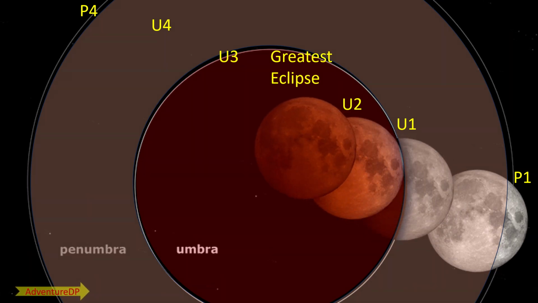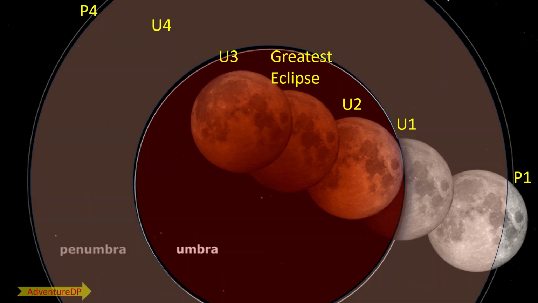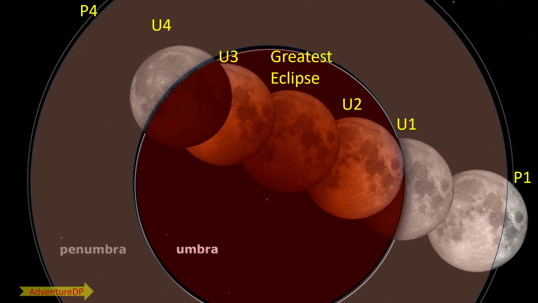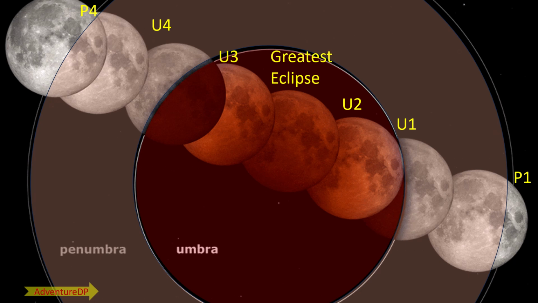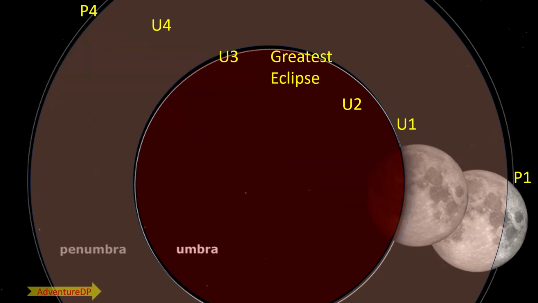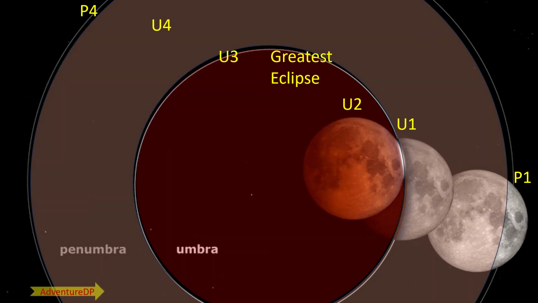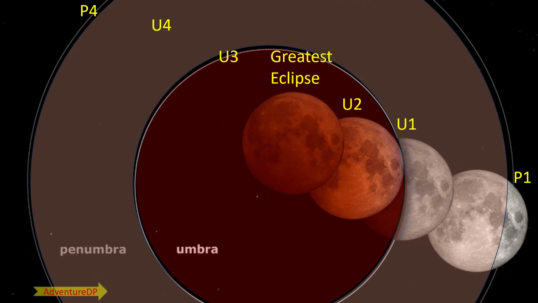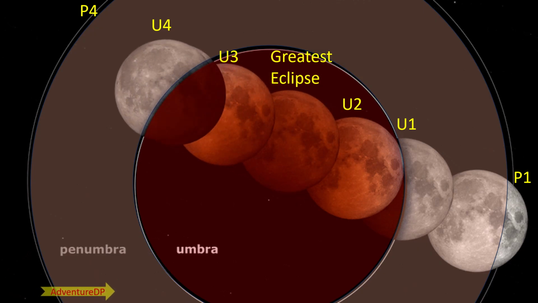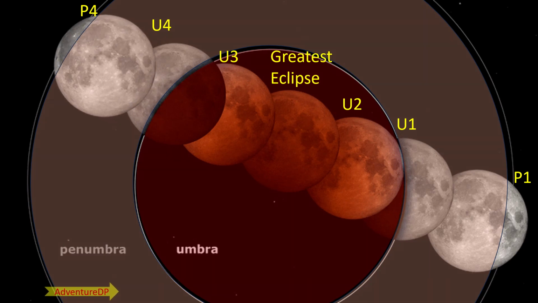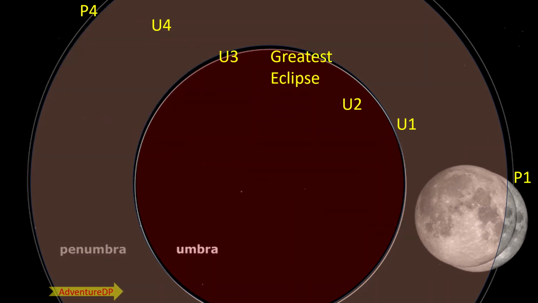Second contact, partial eclipse begins, U1. The moon moves further into Earth's umbra, the darker central part of the shadow. A dark crescent-shaped shadow begins to cover part of the moon's surface. Earth's darker inner shadow, the umbra, touches the moon's outer limb, creating a noticeable bite out of the moon.